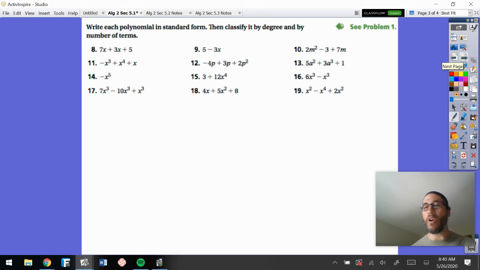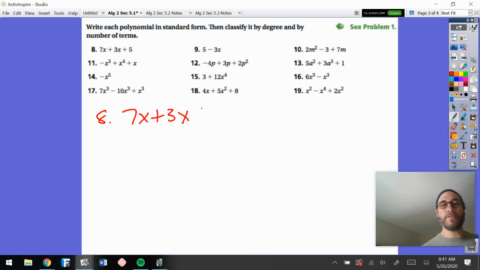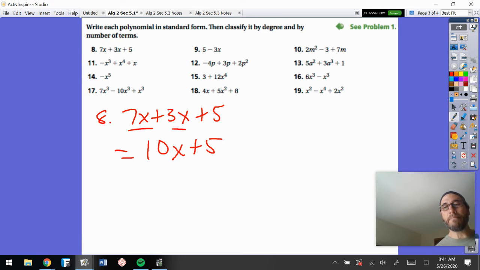We're just going to punch out a whole bunch of these, and I'm going to show you how we classify them not only by degree, but by the number of terms. If we look at number 8, it's 7x plus 3x plus 5. Hopefully you're noticing at home, hey Mr. T, I can combine a couple of those, right? That would give me 10x plus 5. If there is any combining or simplifying you can do, you've got to do that. And then we're going to go ahead and name it.